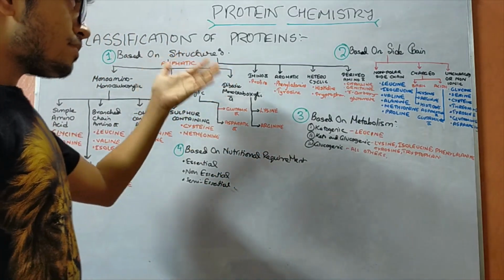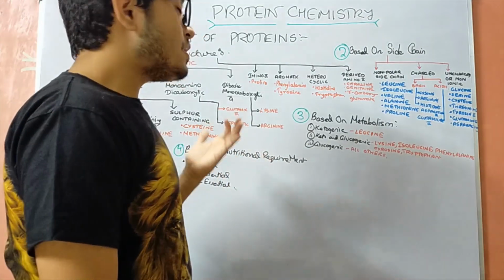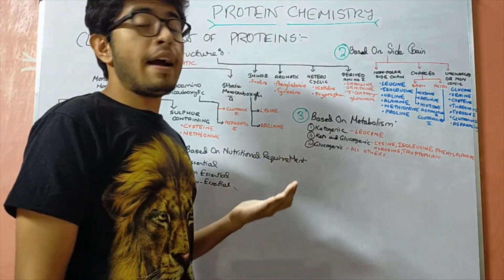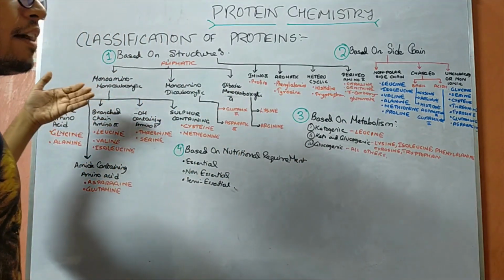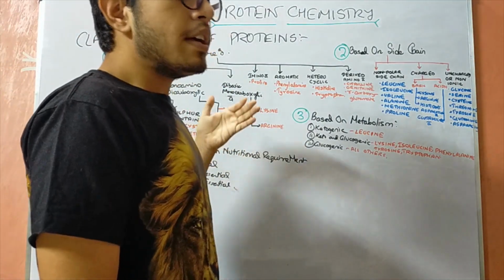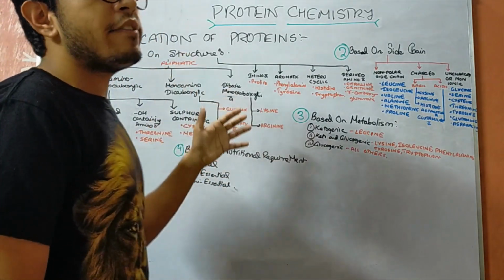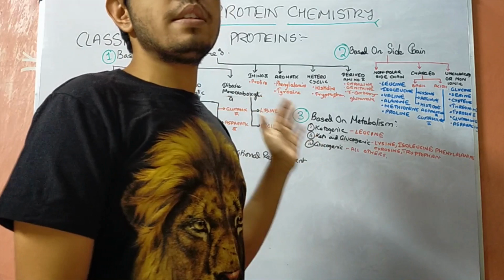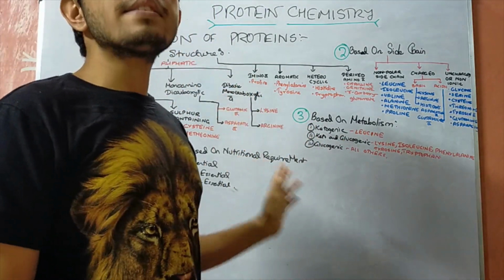The imino acid is proline. Proline is a molecule which has a secondary amine group. In all the others we have the amino group attached to the C alpha position, whereas here the nitrogen is attached to a secondary carbon, and it has a cyclic type of structure.